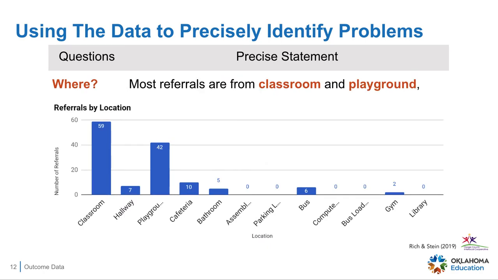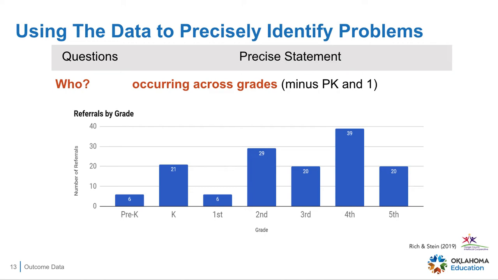Next, we should look at where the defiant and aggressive behavior is happening. A majority of these behaviors are occurring in the classroom and on the playground. Who? This data shows that all grades except pre-K and first have a high number of referrals. Most grades are experiencing behavior problems.